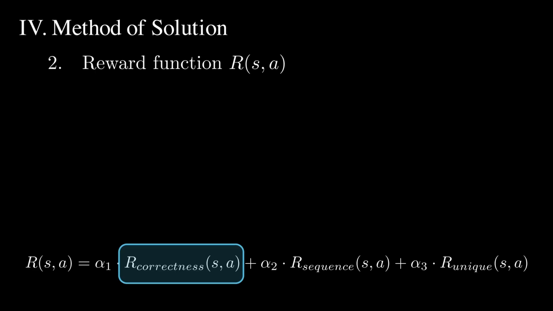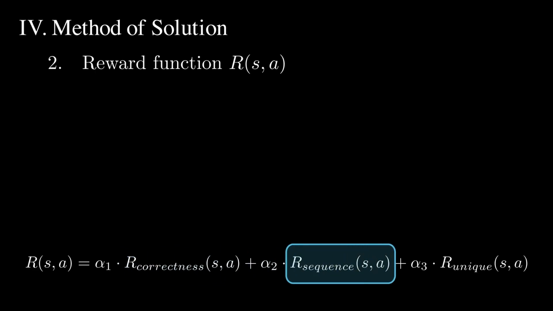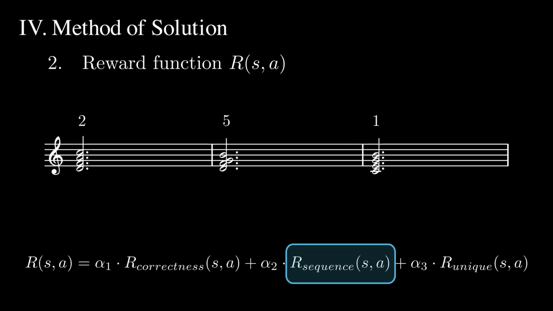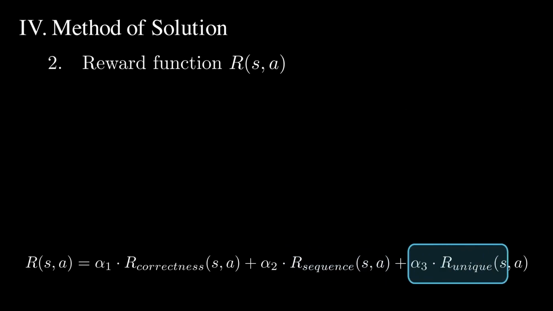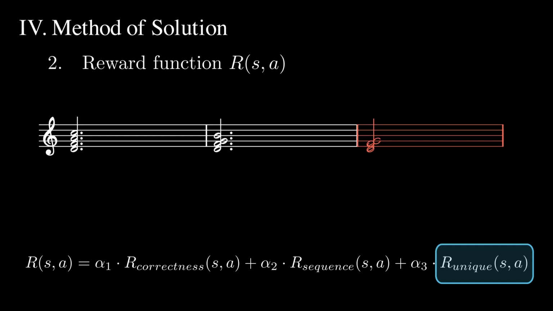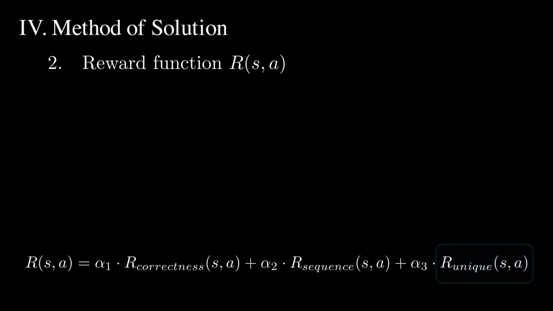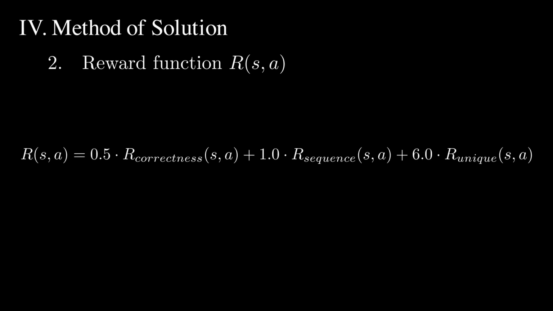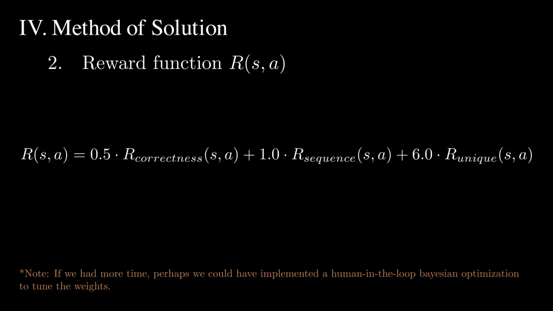The second are the sequence rewards. In jazz music, there are common patterns that harmonies take on, one of which is the 2-5-1. We reward the model when the predicted chord completes one of these sequences. The last reward is for uniqueness. In short, it's just a penalty for duplicated predictions. This was added as an incentive for the model to come up with more interesting results. The total reward is simply a linear combination of these 3 sub-rewards, and the parameters were chosen manually.